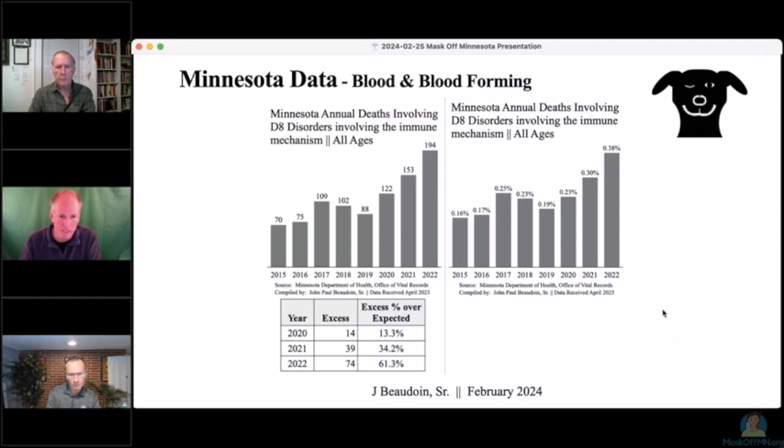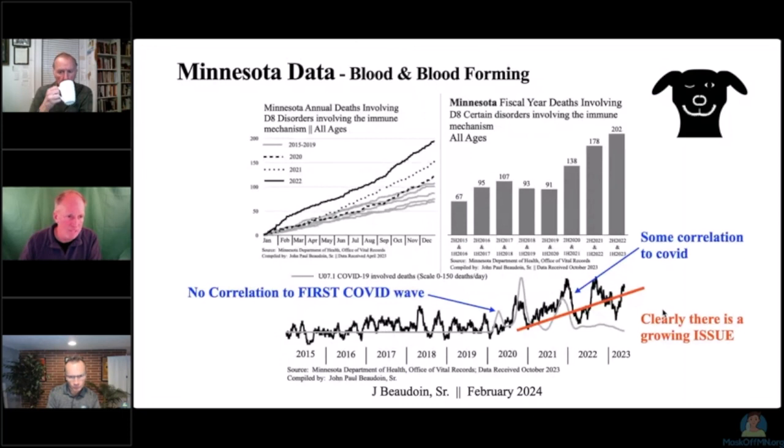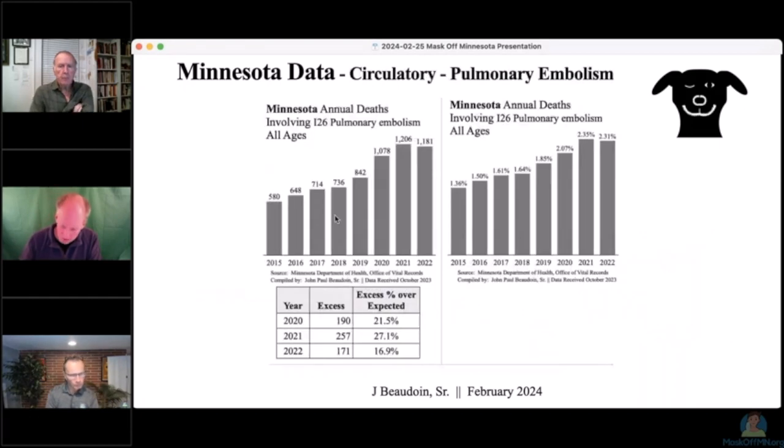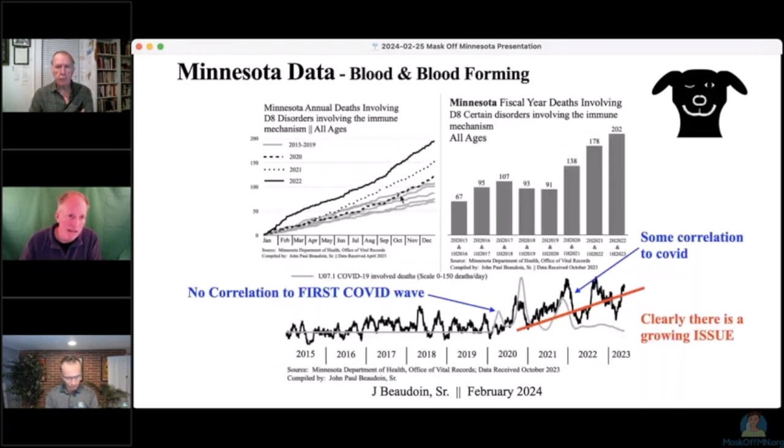Now I've got a whole bunch of these. Let's start flying through. And looking at that same D8 disorders involving the immune mechanism, I show you another view where 2020, you see this dashed line, it doesn't actually separate until the very end, and it's not separated by very much. Now, the other gray lines here are 2015 through 19. So it could be like 2015, 16, 17, 18, 19, 2020, and then boom, 21 way up there. And then 22 is just ridiculously high.